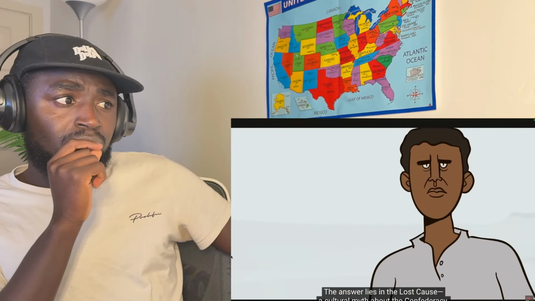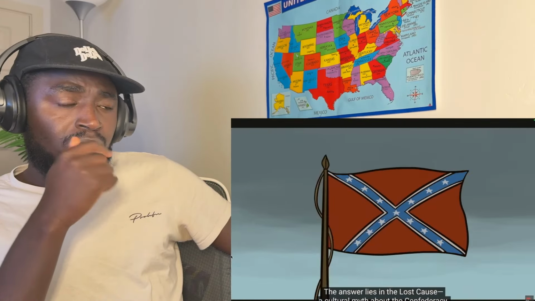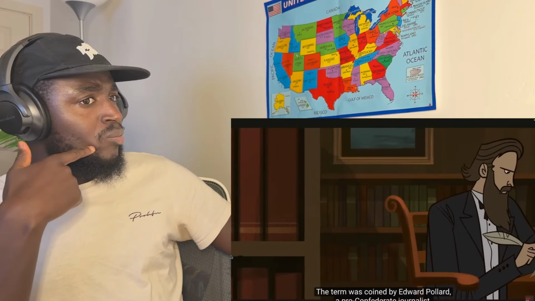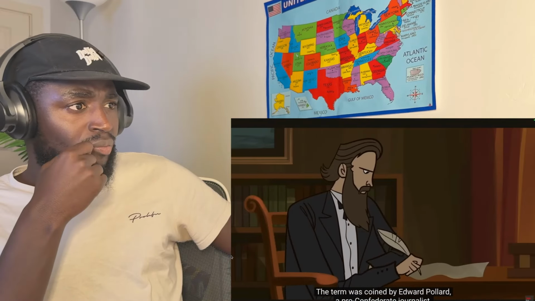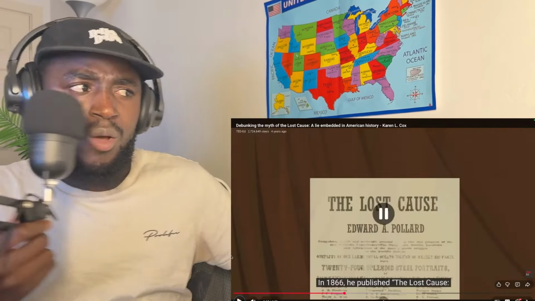The answer lies in the Lost Cause, a cultural myth about the Confederacy. The term was coined by Edward Pollard, a pro-Confederate journalist, in 1866.